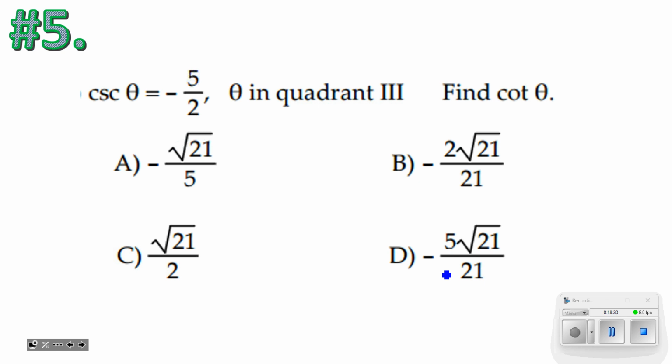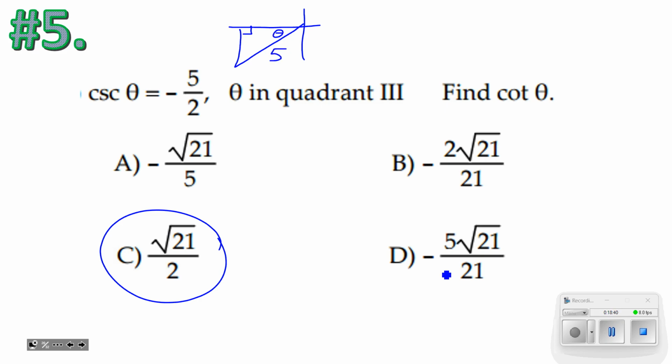Continuing, number 5. Same idea, that is going to be C. Again, in the third quadrant, that's going to be down here. There's our theta. You can put a 5 for the hypotenuse. Your hypotenuse will always be positive. And then -2 here. You'd solve it out to get -2√21 for the other leg.